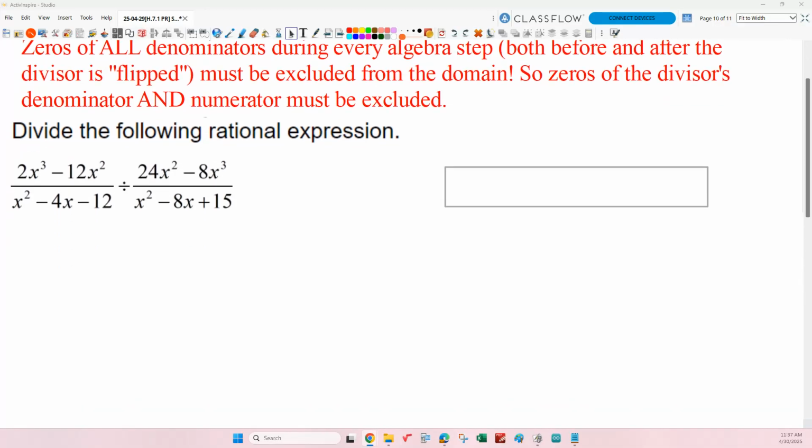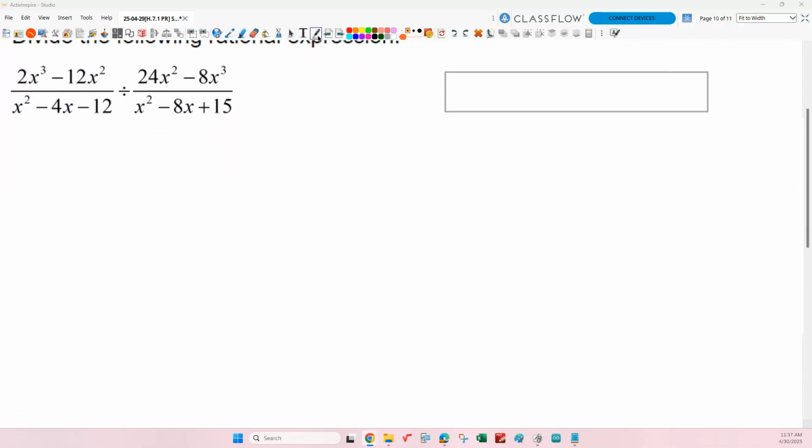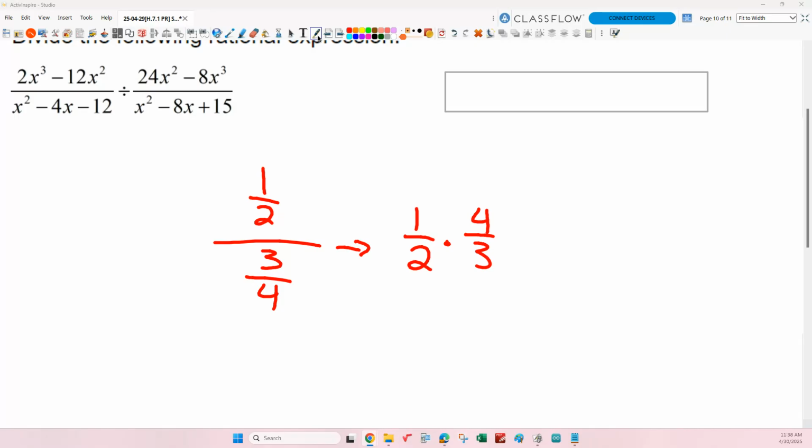No? Okay. If we looked at 1/2 divided by 3/4, we want to multiply by the reciprocal of the denominator, which is just it flipped. So we would do 1/2 times 4/3. A little better?